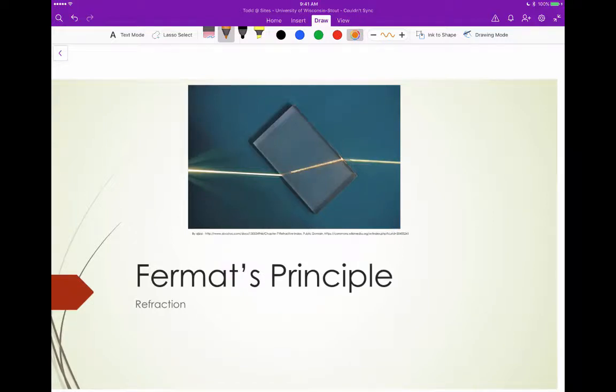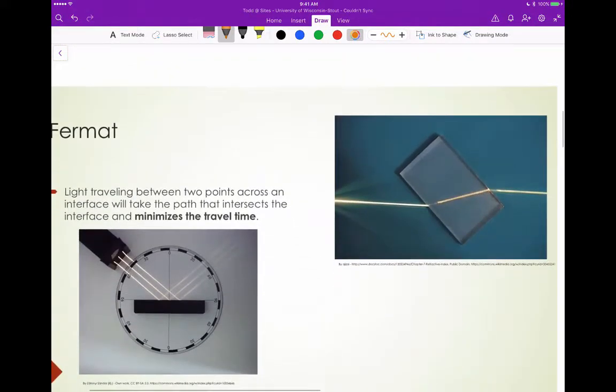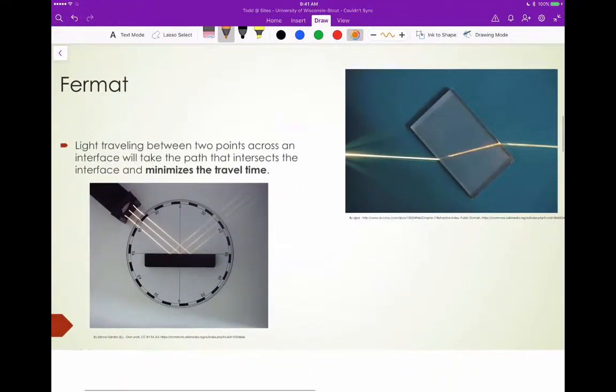So we're going to revisit Fermat's principle, and this time we're going to show how Snell's law comes out of Fermat's principle and gives us refraction. Just a quick reminder, Fermat essentially states that light traveling between any two points is going to take the path that minimizes that travel time. Obviously, it has to involve the interface in question.